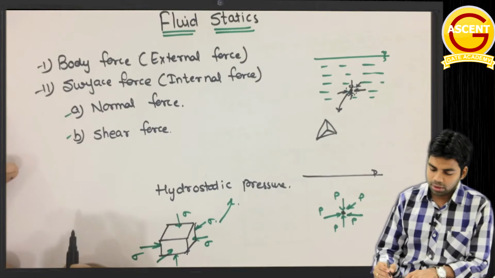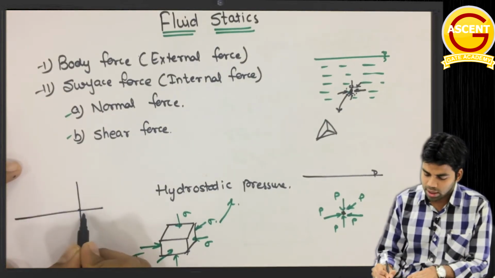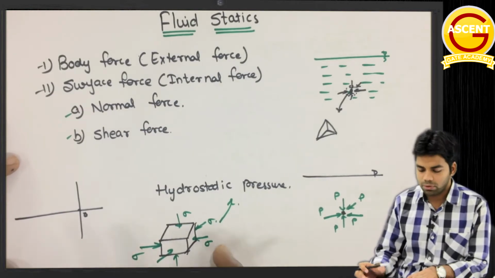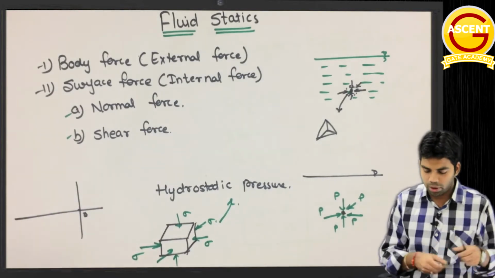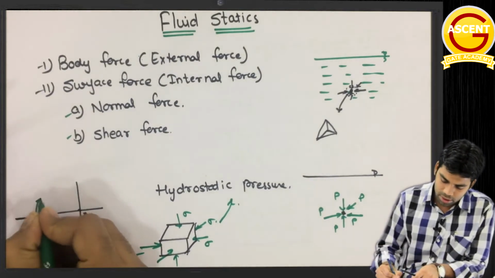And how will the Mohr circle be? As we know, because the stresses are equal in magnitude and equal in direction, and the direction is compressive, obviously the Mohr circle will be a point. This also we have seen in strength of material. So the Mohr circle will be a point.